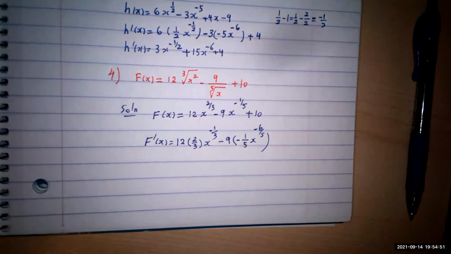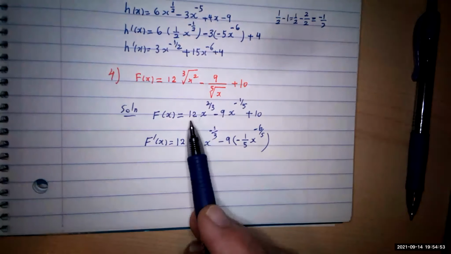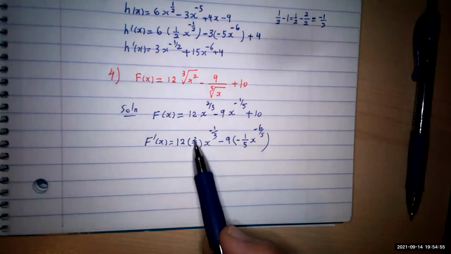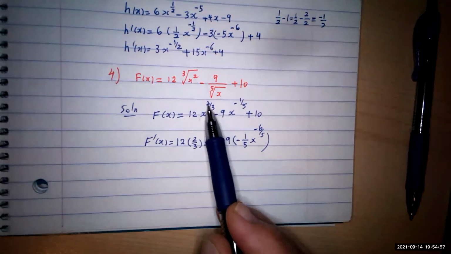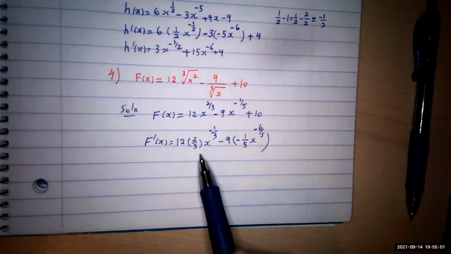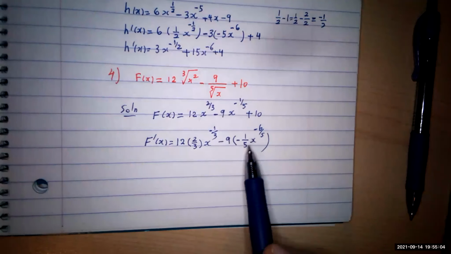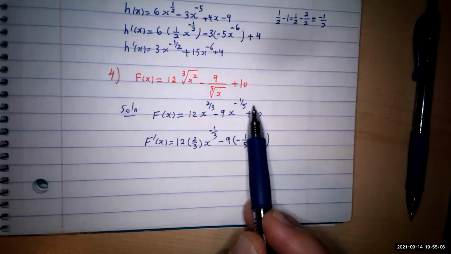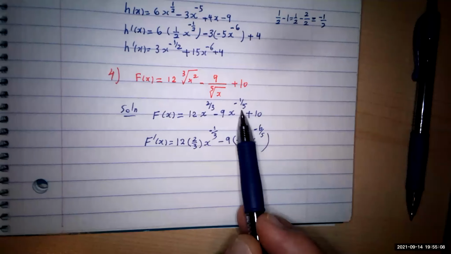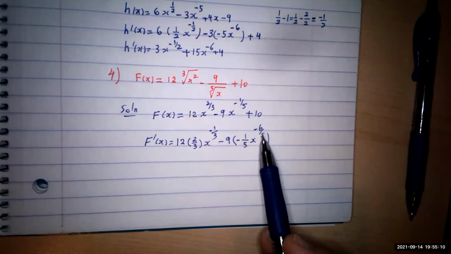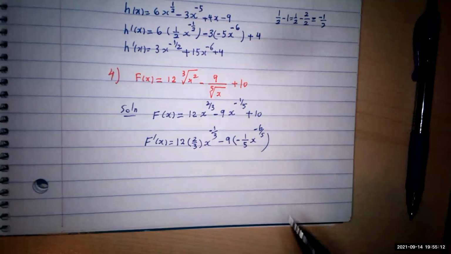So this is how you take care of the powers. I repeat it again. It's going to be 12, bring the power down. It's going to be 2/3 x to the 2/3 minus 1. So it's a 2 minus 3, which is a negative 1/3. The next one's going to be negative 9x to the, then a negative fifth minus 1 is like a negative fifth minus 5, which is going to be negative 6/5, and the derivative of 10 is 0.